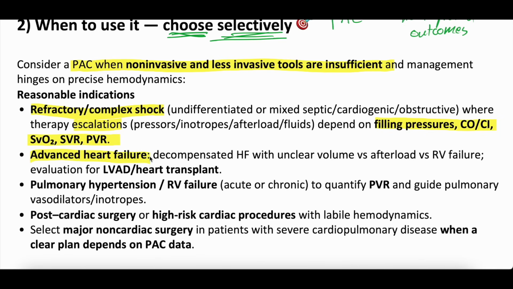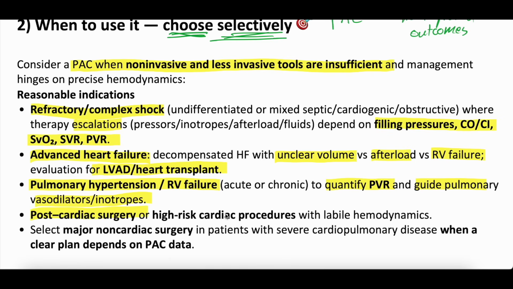Advanced heart failure, this is a classical patient population, right? Patients who are kind of advanced heart failure, cardiogenic shock-esque. It's hard to know their volume status, their afterload. Is it RV failure? Is it bi-V failure? Maybe you're evaluating them for an LVAD, which we've talked about on the channel, or a heart transplant. This is a very classical population. Pulmonary hypertension, RV failure, is also a very classic population where pulmonary artery catheters can be helpful because we can actually quantify their pulmonary vascular resistance, or their PVR, which we'll talk more about, and that can help us guide things like pulmonary vasodilators or inotropes.